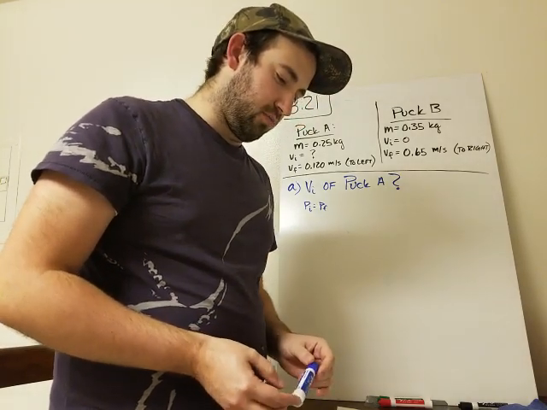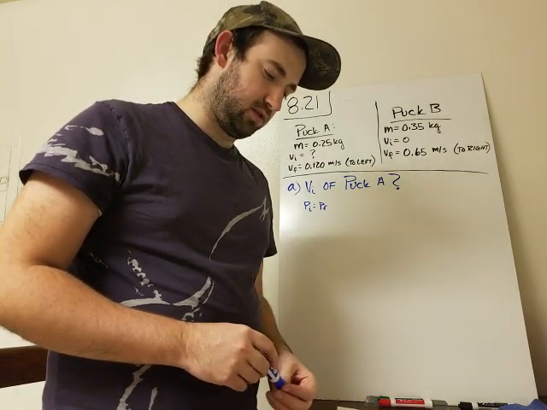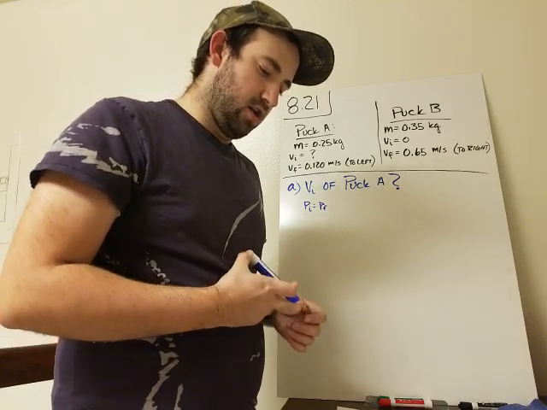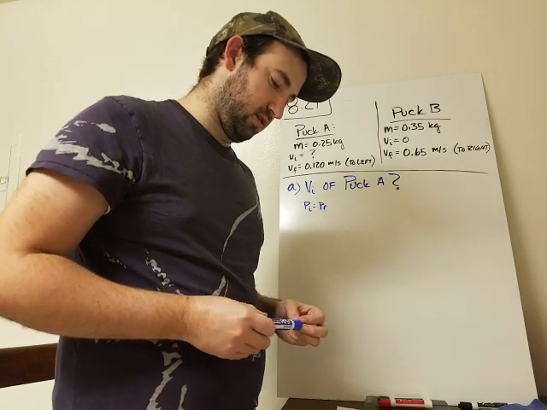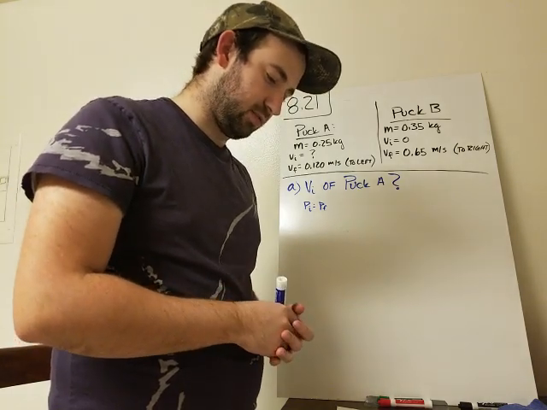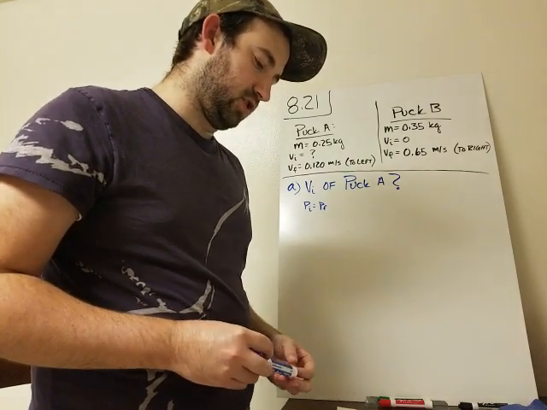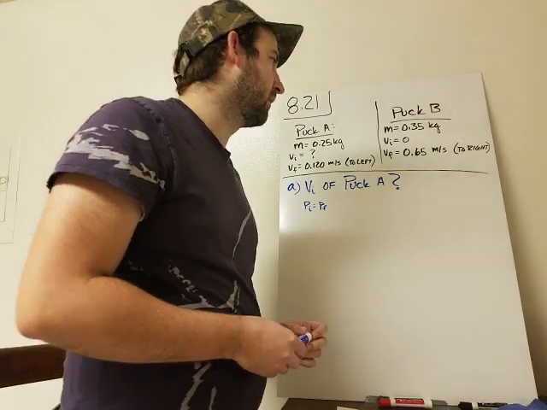After the collision, puck A has a velocity of 0.120 meters per second to the left, and puck B has a velocity of 0.650 meters per second to the right. And then part A says, what was the speed of puck A before the collision? And then B says, calculate the change in the total kinetic energy of the system that occurs during the collision.